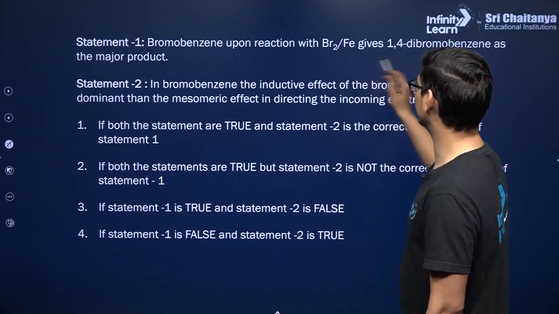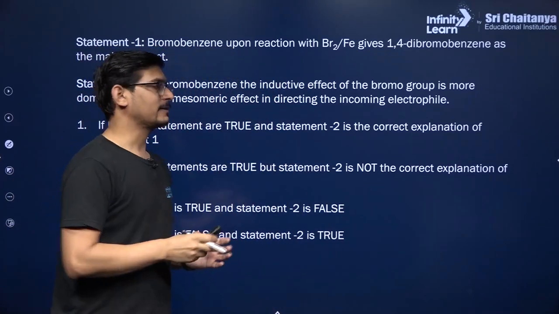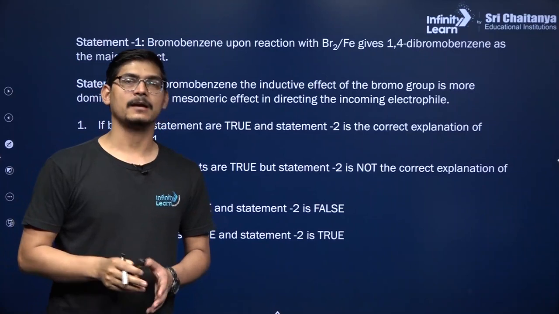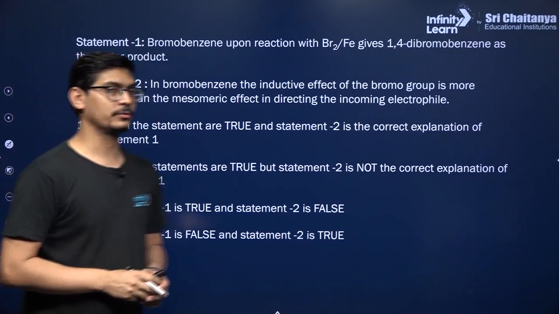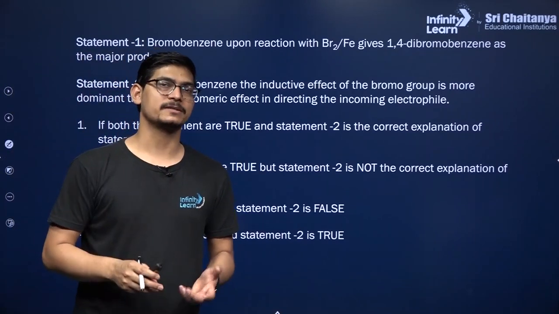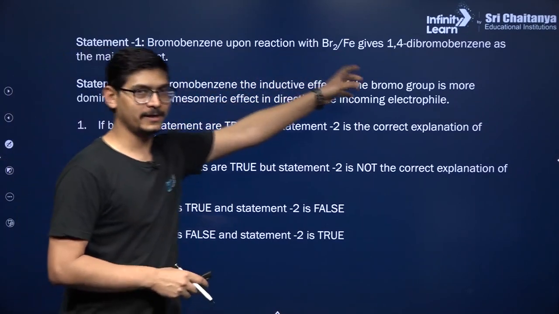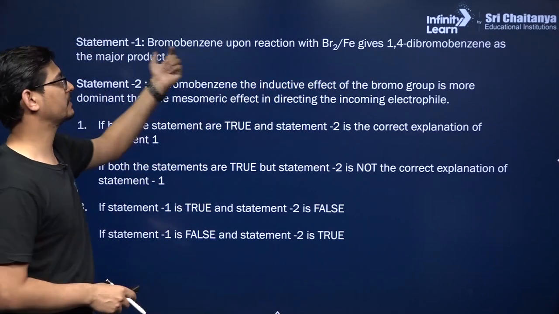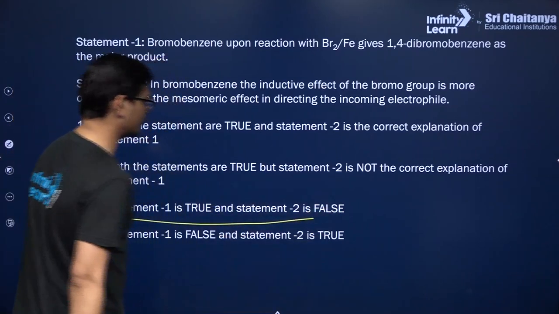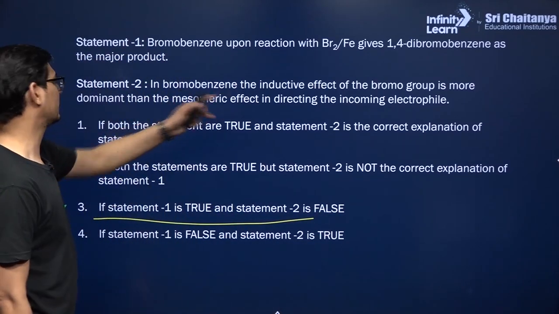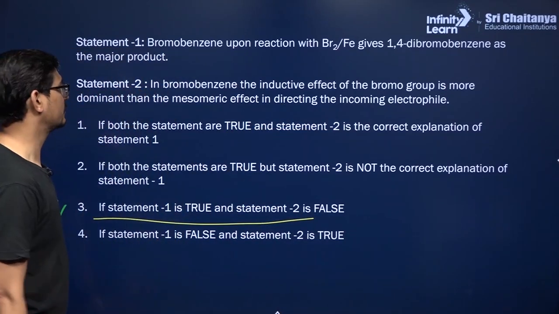Bromobenzene upon reaction with bromine and iron gives 1,4-dibromobenzene as a major product, yes, because halogens are interesting. Their minus I effect dominates in the reactivity, that is, haloarenes are less reactive than benzene, but as far as orientation is concerned, their mesomeric resonance effect dominates, right? Because bromine has a lone pair, it donates electrons, so they are ortho and para directors, but they are slightly deactivating because of the strong minus I effect. So the correct answer to this question is this statement: one is true, but two is false. In bromobenzene, the inductive effect is not dominant in directing the incoming electrophile. The mesomeric effect is dominant.